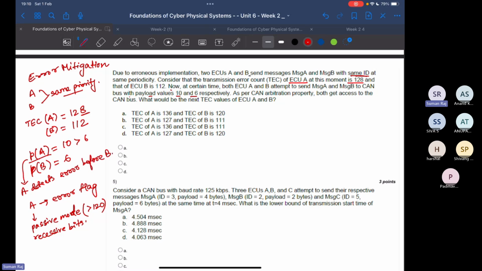All right. So in that case, A sends the error flag. Priority is going to be the same for both of them because that doesn't change. It's more about who is sending the message first. Whenever their error is there, now suppose error A is there, so the TEC of A will be increased by 8.